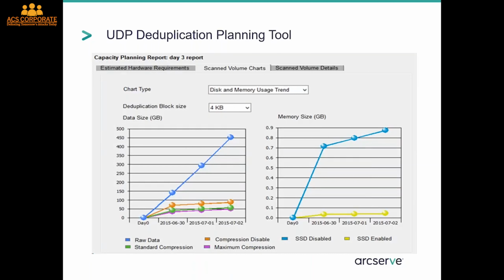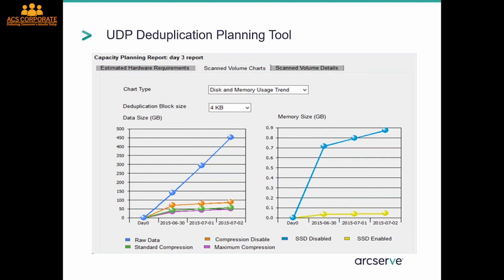We've also got a planning tool which helps our customers calculate what the potential benefits would be with their own data. Now, we do have estimator tools when we're working with customers if they're looking to implement UDP via a software or an appliance. We can basically plug in your numbers.